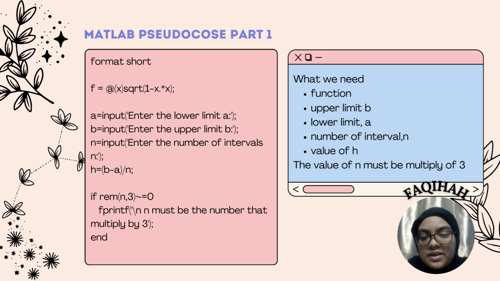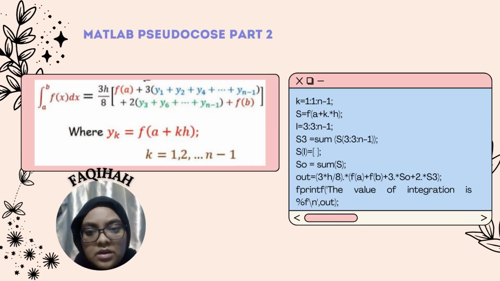And then to check the value of n, which must be a multiple of 3, we use the if function, where n is divided by 3. If the remainder is not equal to 0, the program will print out n must be the number that is multiplied by 3.